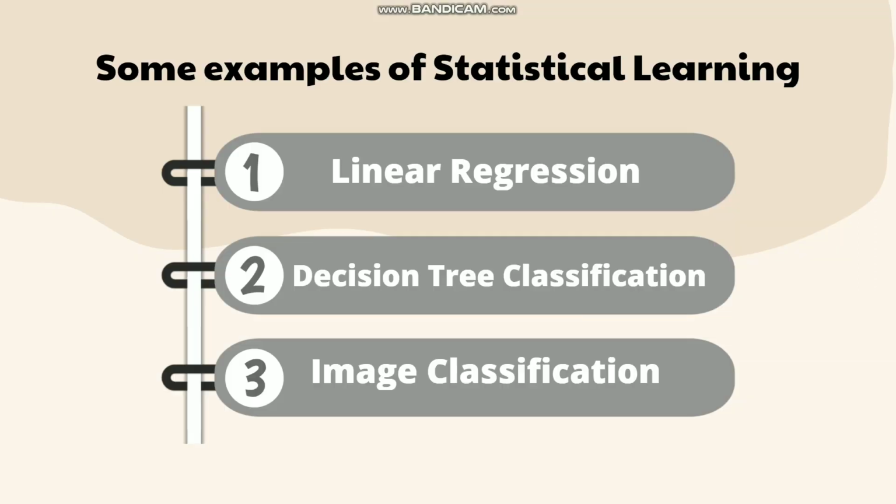Second example is decision tree classification. Decision trees are a popular method in machine learning used for both classification and regression tasks. In decision tree classification, the algorithm creates a tree-like model of decisions and their possible consequences based on the input features. For example, suppose you want to classify whether a bank loan application is approved or not based on factors such as credit score, income, employment status, and loan amount.